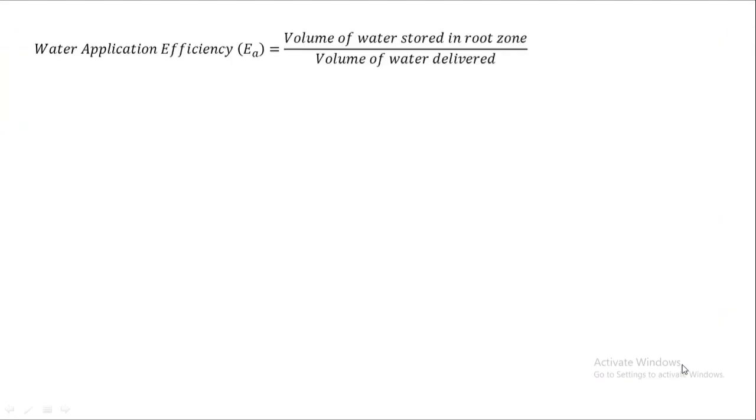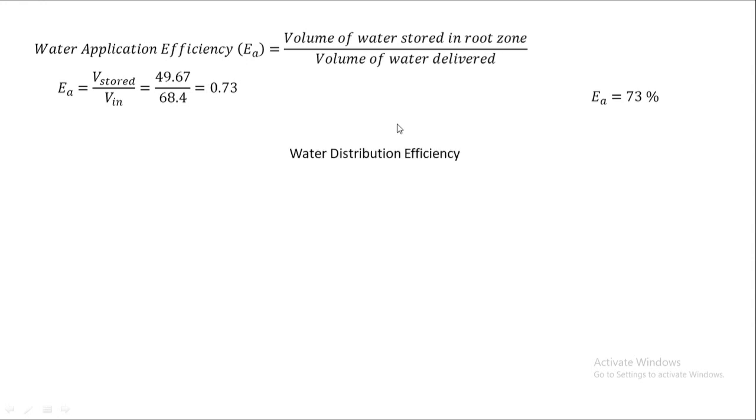Water application efficiency is the volume of water stored in root zone divided by volume of water delivered. Application efficiency is V stored divided by V in, which is equal to 49.67 divided by 68.4, and it gives us an efficiency of 73%. So water application efficiency is 73%.